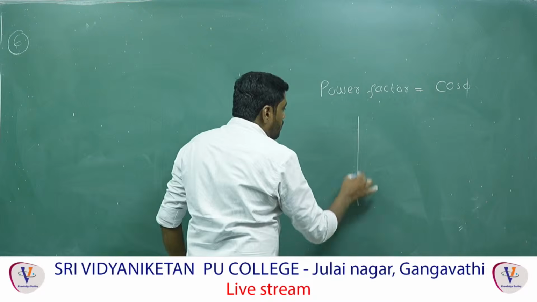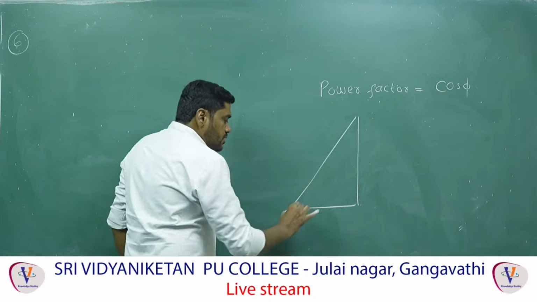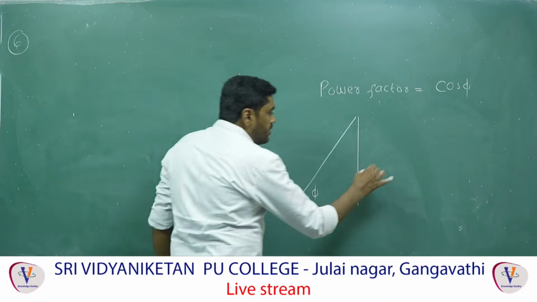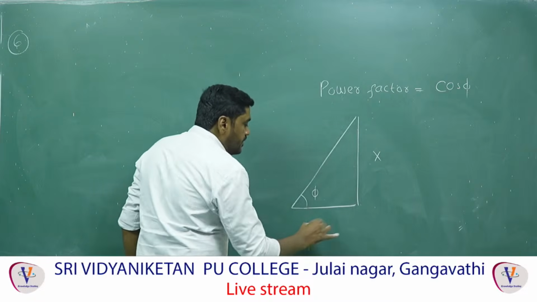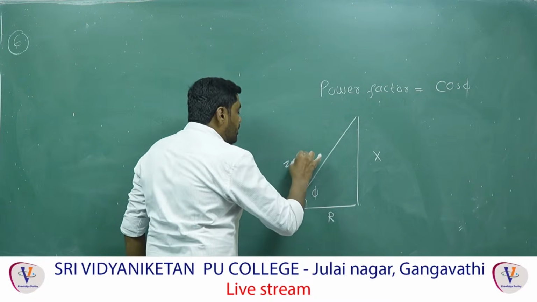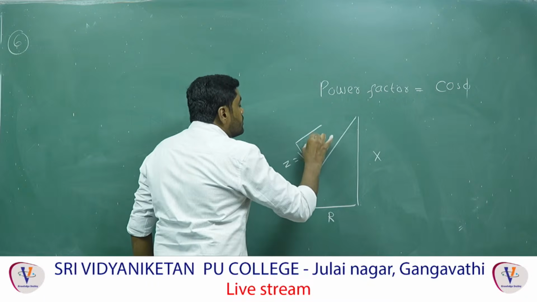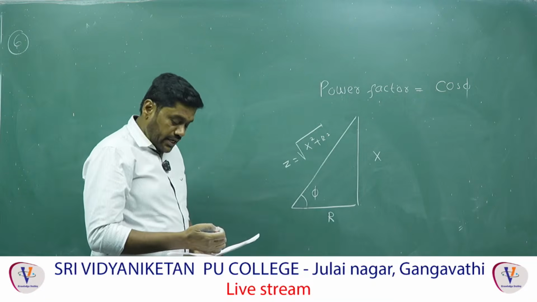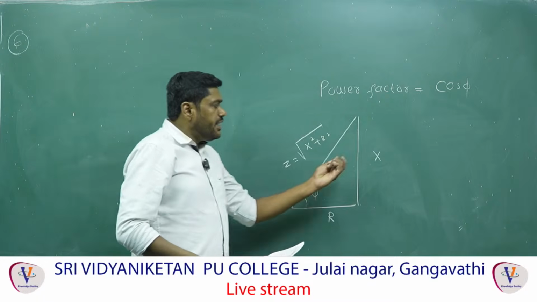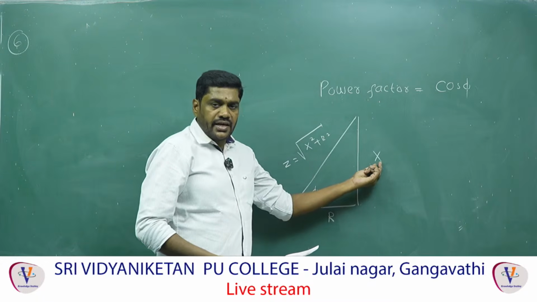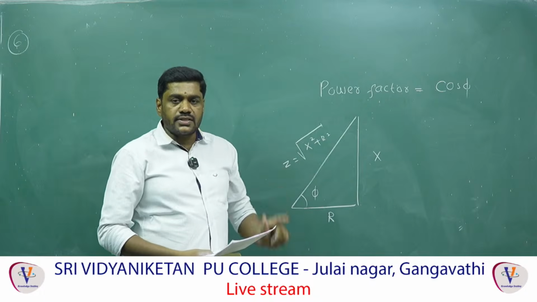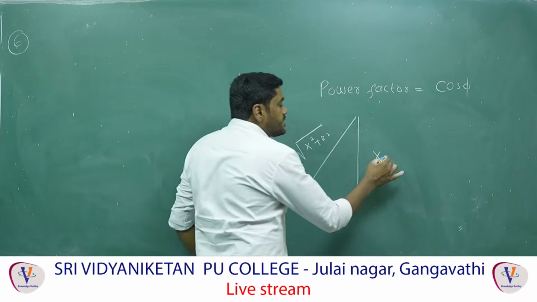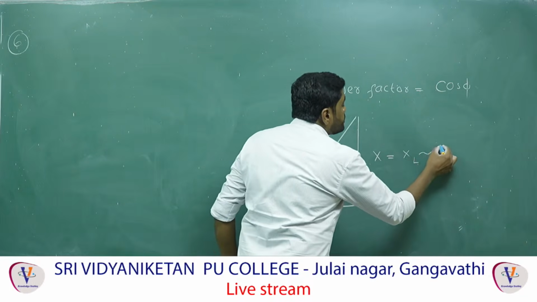For example, this is the impedance triangle. In this impedance triangle, phi represents the phase difference, this is the reactance, this is the resistance, and this is the impedance, which is equal to under root of X square plus R square. In this triangle, if an inductor is there, X will be replaced with XL. If a capacitor is there, in a CR circuit, X will be replaced with XC. If both are present, X is equal to the separation of XL and XC.